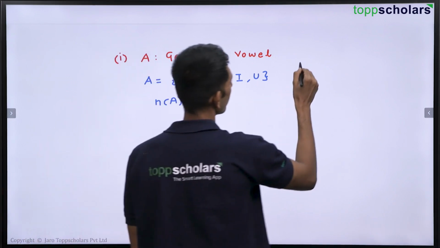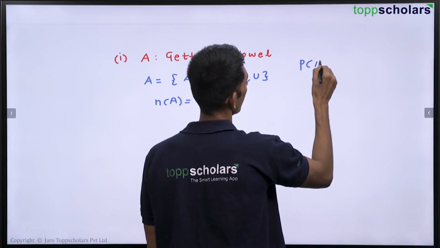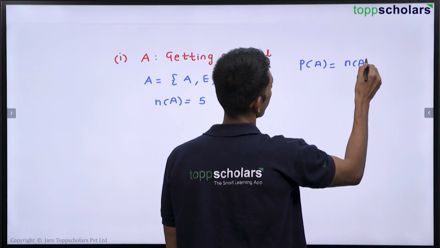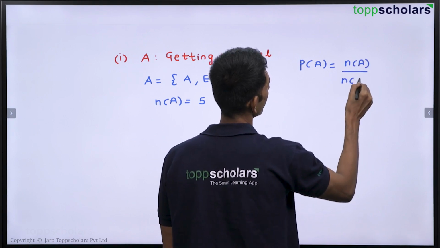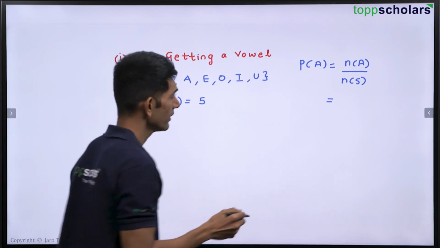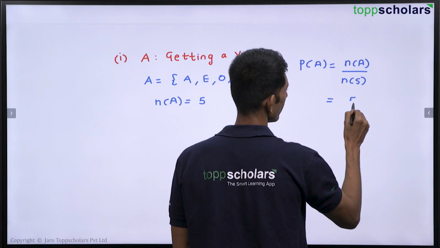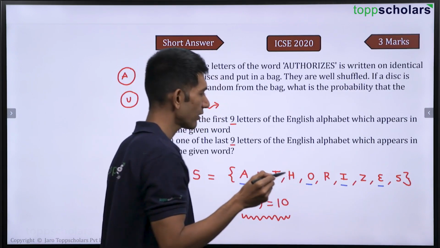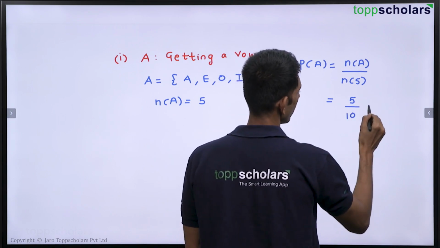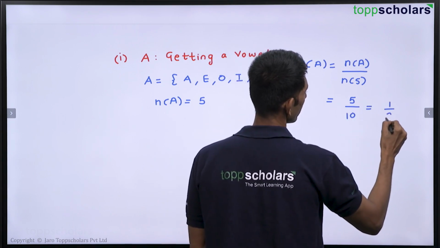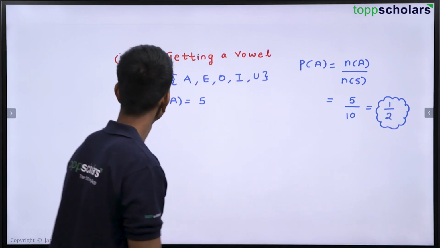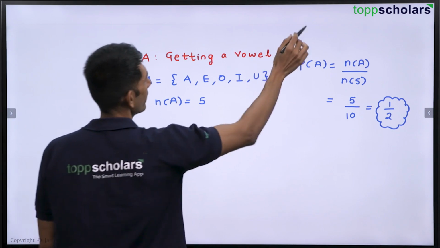Correct? So what will be probability of event A? The probability of event A will be equal to n of A divided by n of S, that is equal to 5 divided by n of S is how much? N of S is 10. And 5 by 10 is nothing but 1 by 2. Correct? Okay.